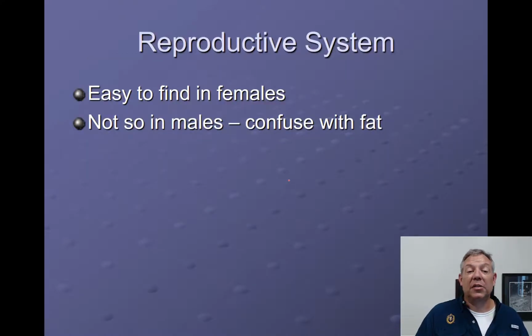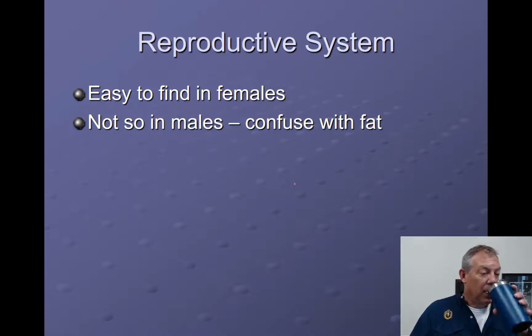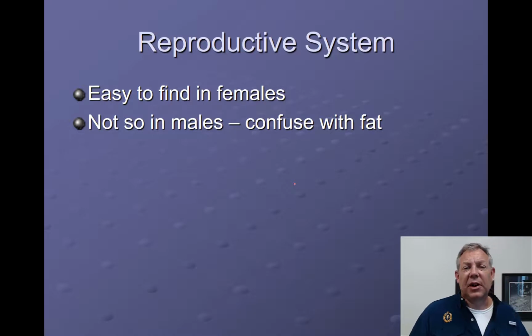Let's talk reproductive system. Not a lot to talk about. It's very easy to find in females. I often say that if you're not sure whether or not you have a female, you don't, because females are very easy to see unless you've got an immature fish that has not yet produced gonads. But it's pretty easy to tell when you've got a female fish.